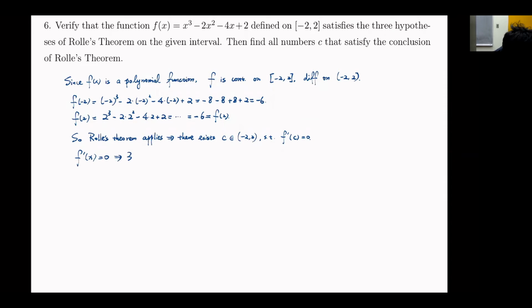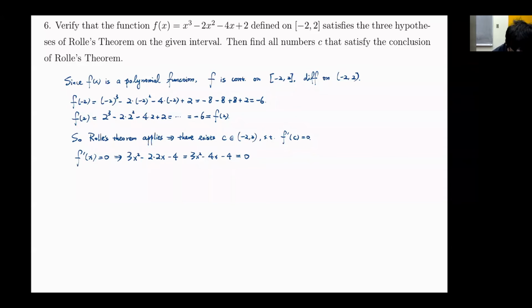F prime of x will be 3x squared minus 2 times 2x minus 4. This can be simplified as 3x squared minus 4x minus 4. Okay, so the factorization looks quite tricky, but it's indeed possible. Certainly if you don't feel that you can factorize it, simply use the quadratic formula.